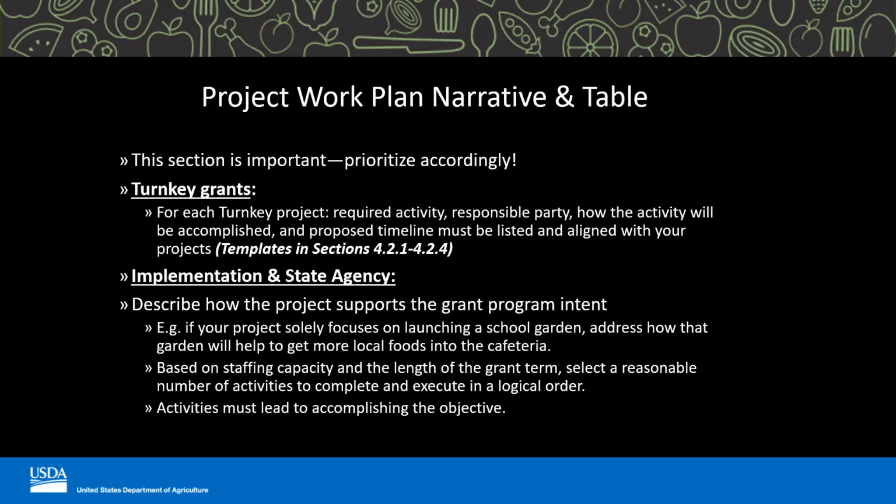The project work plan narrative and table section is worth 50 points in the turnkey grant type and 30 points combined in the implementation and state agency tracks, but is equally valuable in setting the stage for your project and its deliverables. This may be a section that applicants want to begin first, even though it will not appear first in the application. All applicants are required to submit a project work plan table, and the RFA has templates available.